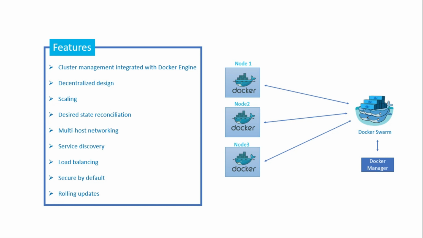Suppose you have 100 containers in your environment and you have to update all of them. How can you do that? Docker Swarm has the rolling update feature, where we can update all the containers one by one in an incremental form. One container is updated, then it moves on to the second, then the third, and in this sequence all the containers are updated. And if you face any issue, you can also roll back your updates. So these are the features available in Docker Swarm.